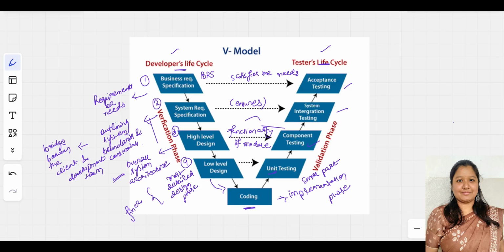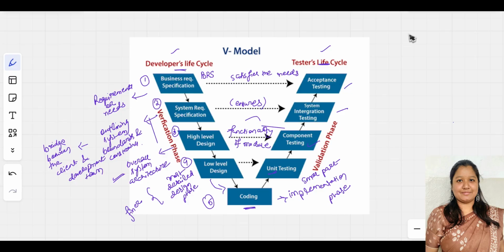Once the coding is completed, then what will happen? The system will move again in the upward direction, into your validation phase, or you can say the validation side. Initially, what happened? It was coming down, right? So once the major phase is passed, again it will move to the validation phase. Though they all act in a corresponding way, still once again the testing will be done.